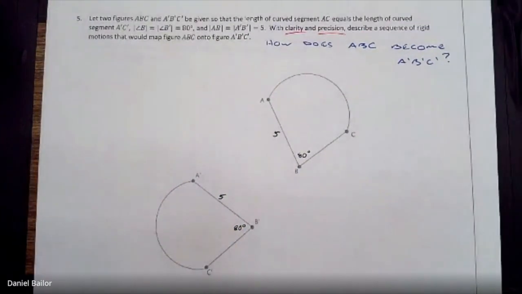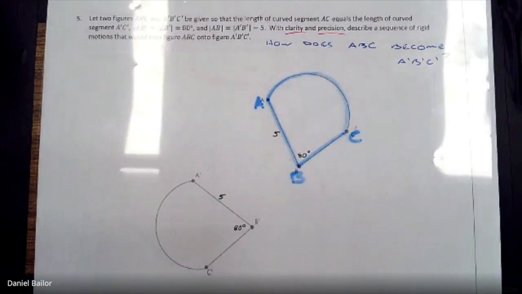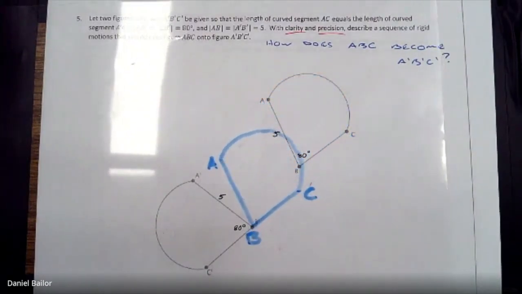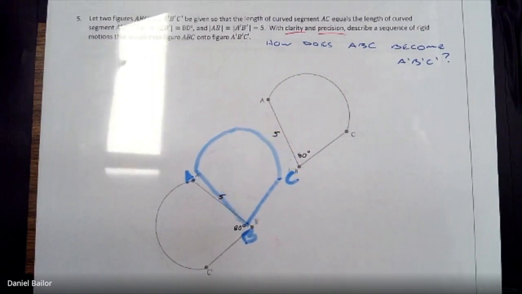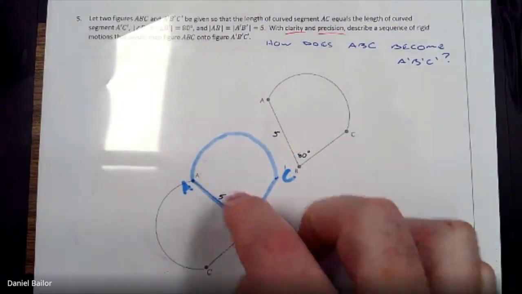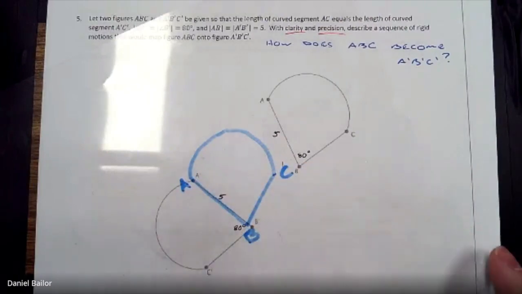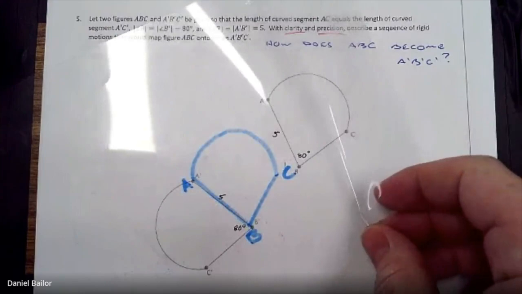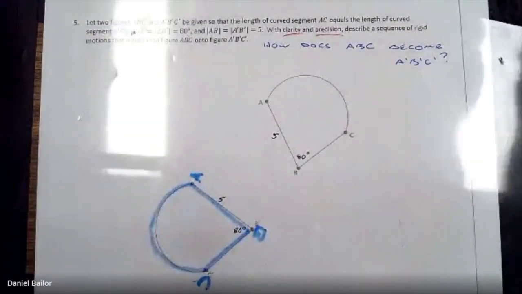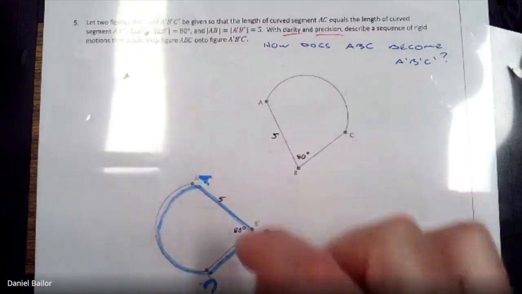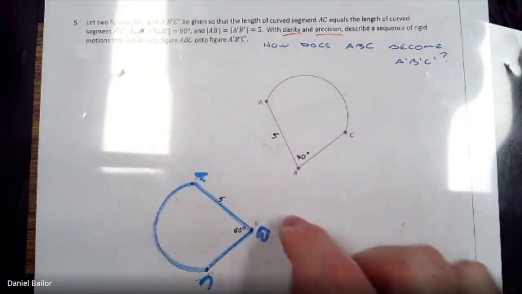Let me show you one more time. I translate. I connect my B and B prime. I rotate until AB and AB prime line up. And then I flip over AB prime. And there we are right there. That lines up. I have A on top of A prime and C on top of C prime and B on top of B prime.